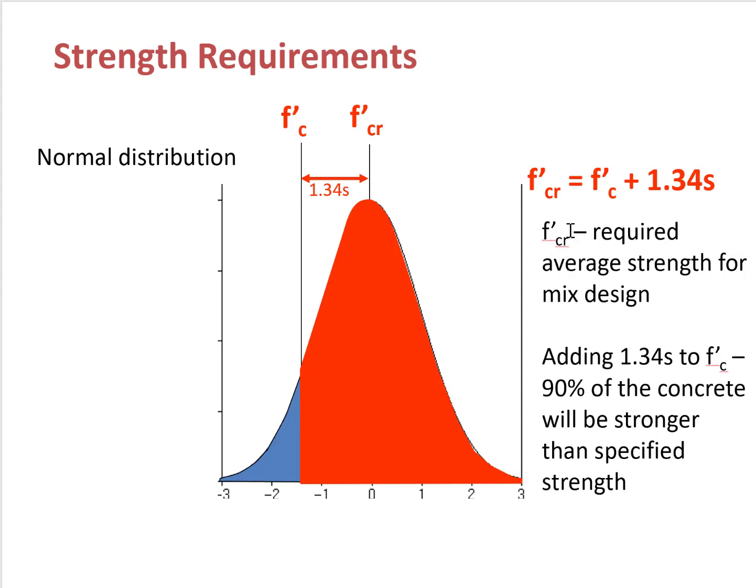So this is the actual average strength when we make the material. And this f'c is the concrete strength specified by the designer. And this is higher, so the actual average strength is higher than this value by 1.34 times standard deviation. So we're adding this value to f'c, and then about 90% of the concrete will be stronger than the specified strength.